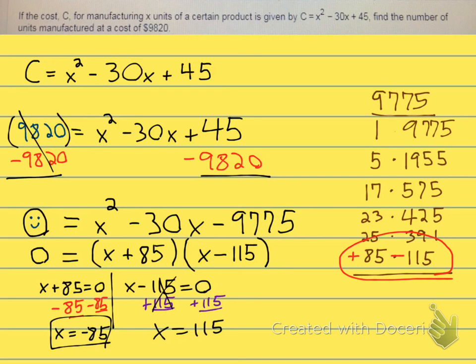So x equals 115. Now, when you go back to your original equation, it's talking about finding the number of units manufactured. Well, is it possible to manufacture negative 85 units? No. So you throw this answer out, it's an extraneous solution, and then your answer is going to be right here: 115. 115 units.